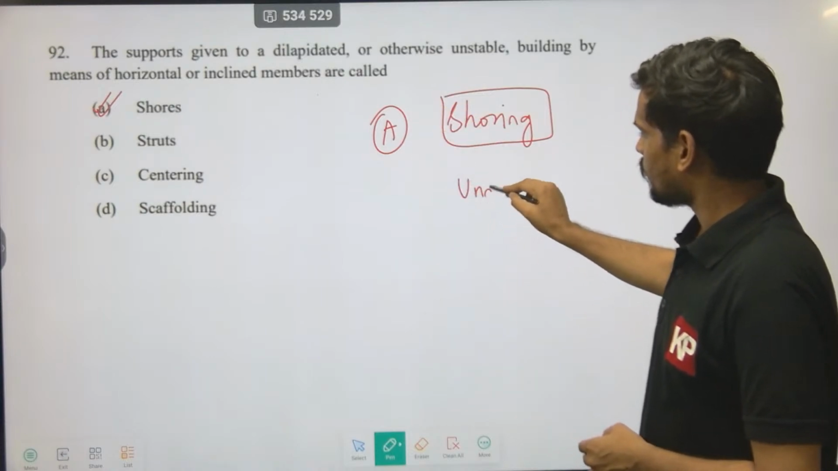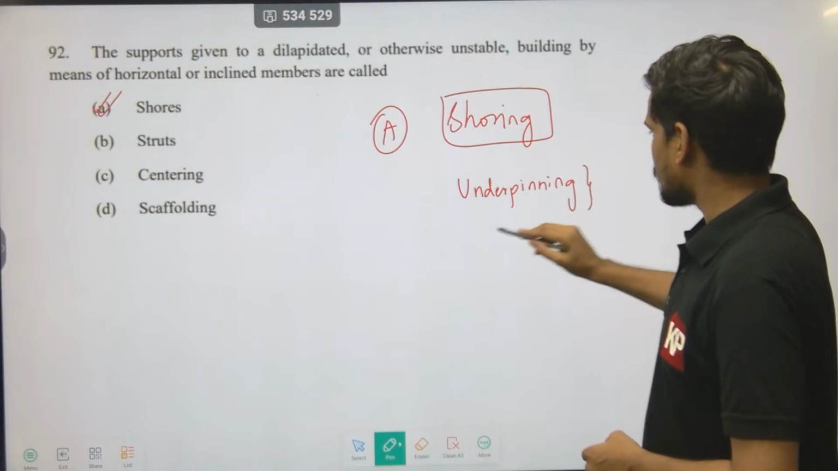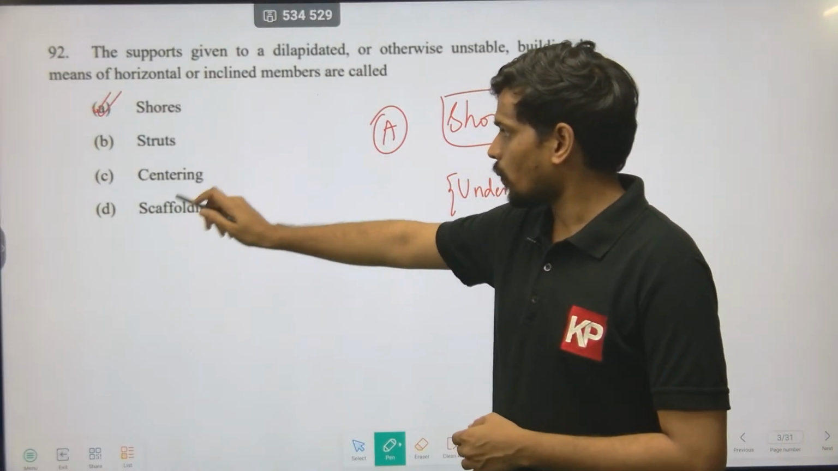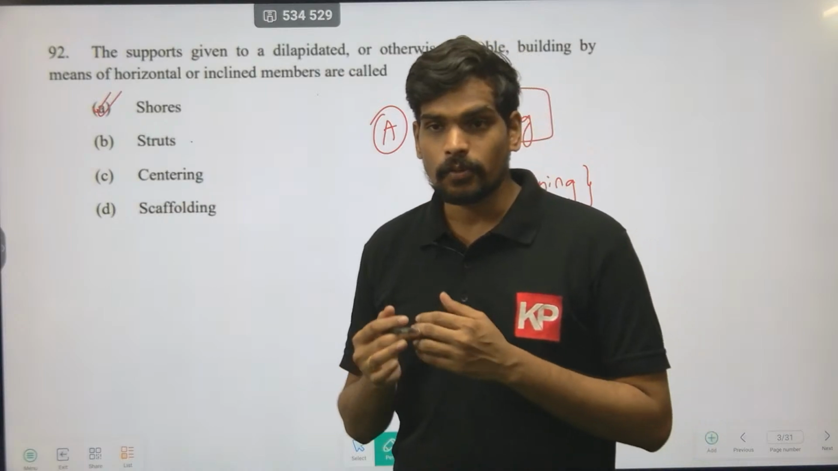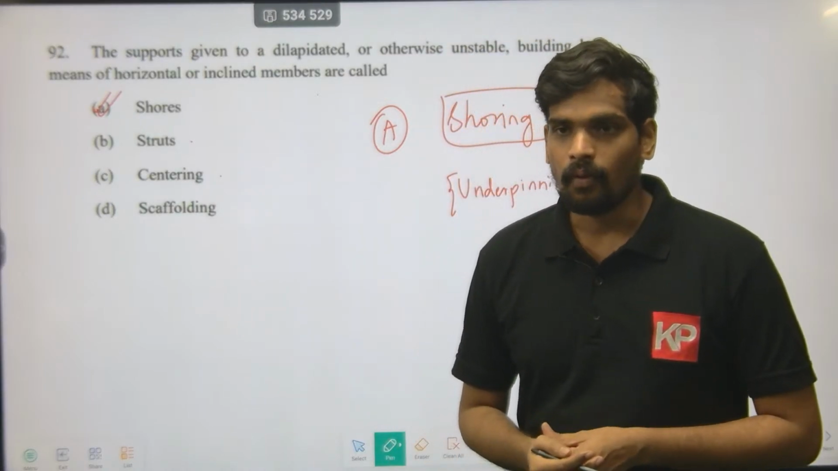A similar term for foundations is underpinning. Underpinning is used for foundations. If you look into the incorrect options, struts is a term which is generally used in truss systems. Centering is basically a type of formwork.